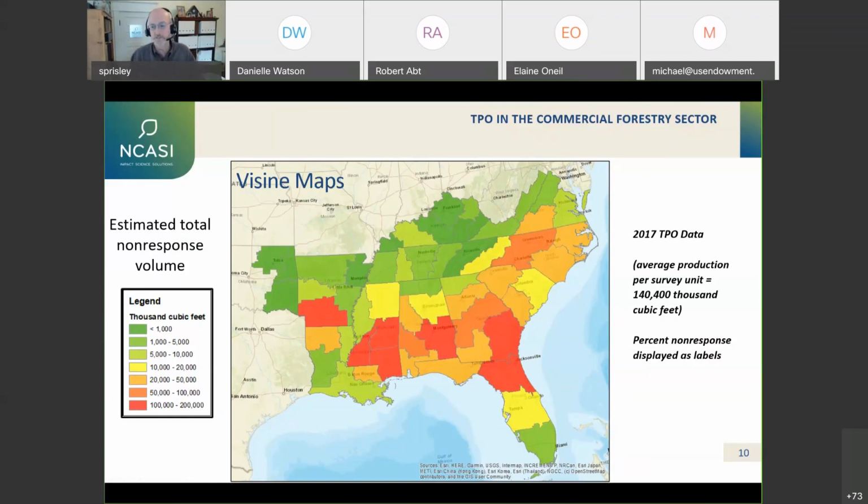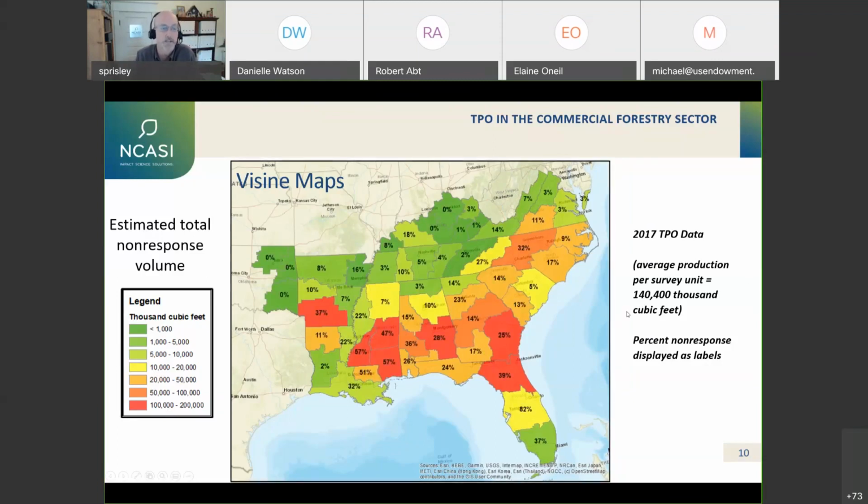So this is the difference between the TPO reported roundwood production in a survey unit and how much of that production came from response. So the difference is non-response. So these red areas, we had over 100 million cubic feet of non-response. We could also portray this as percent non-response, because we'll have some region where you might have a high percent like Central Florida, but it's a very low production quantity, so maybe that doesn't matter a lot.